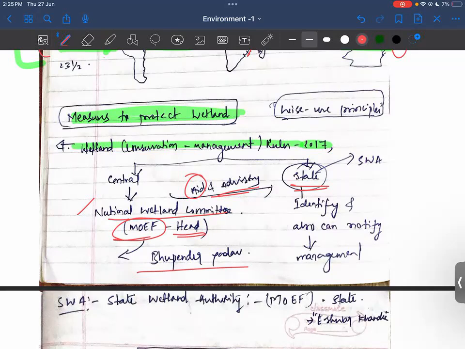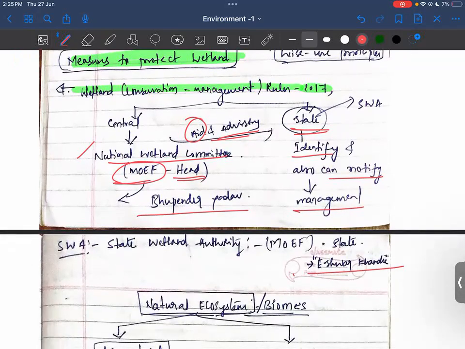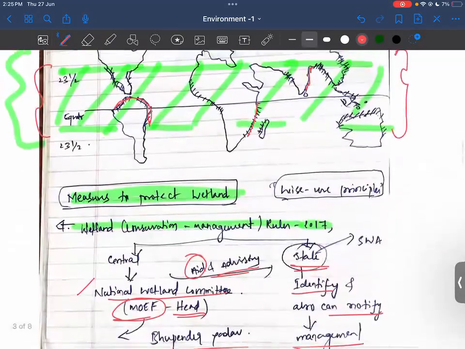In the state, it also identifies, notifies and manages wetlands within the territorial areas it is confined to. And currently Eshwar Khandre is the minister for the State Wetland Authority. So this is about wetlands.